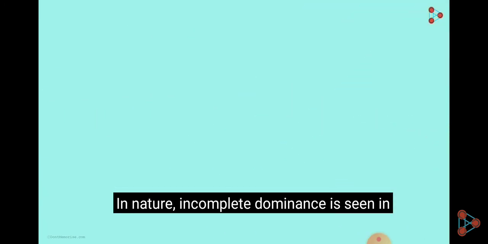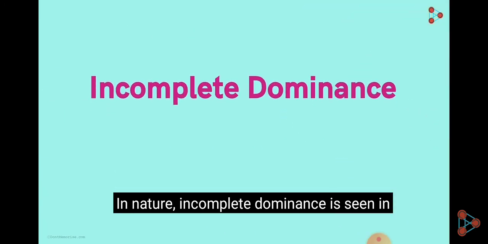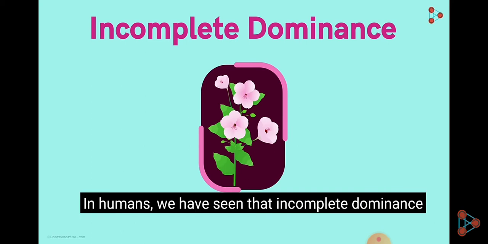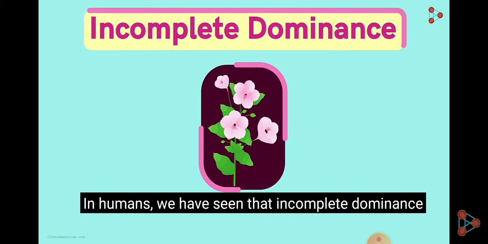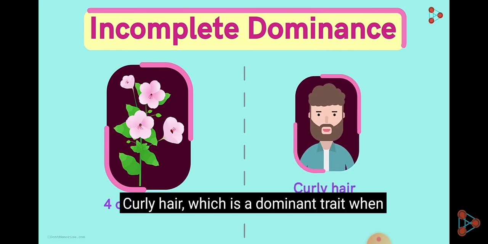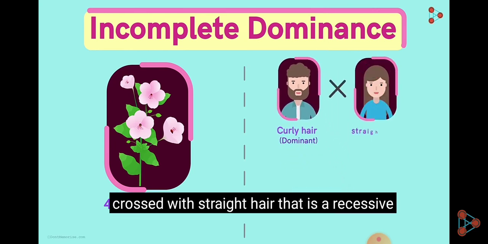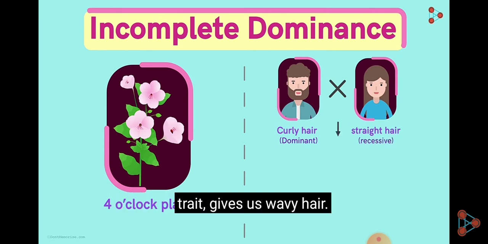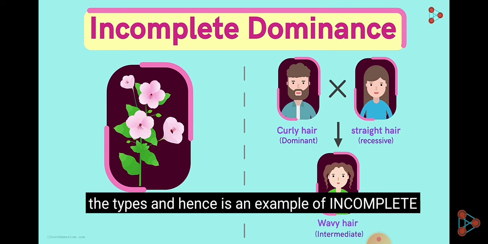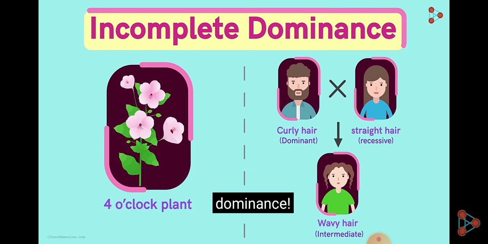In nature, incomplete dominance is seen in plants like the four o'clock plants. In humans, incomplete dominance is seen in hair type. Curly hair, which is a dominant trait, when crossed with straight hair, a recessive trait, gives us wavy hair. Wavy hair is a trait intermediate of both types, and hence it's an example of incomplete dominance.